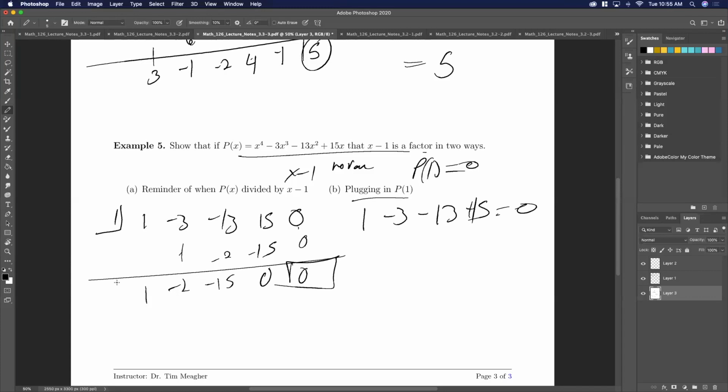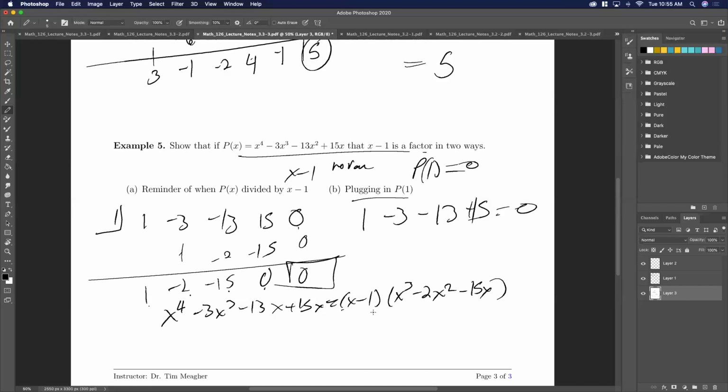So, well, why do I care about this? So let me write this down, why do I care? So x to the 4th minus 3x cubed minus 13x plus 15 is equal to x minus 1 times x cubed minus 2x squared minus 15x.